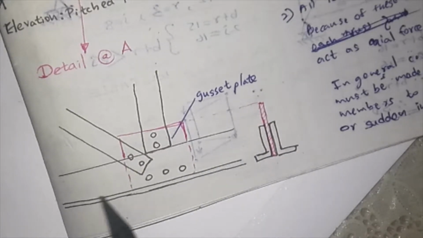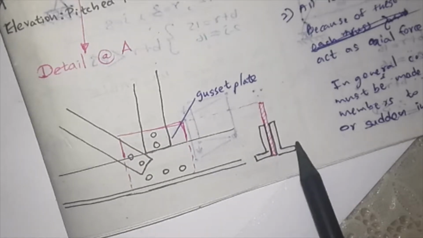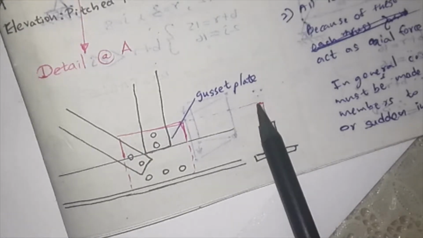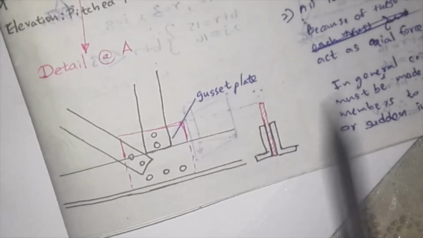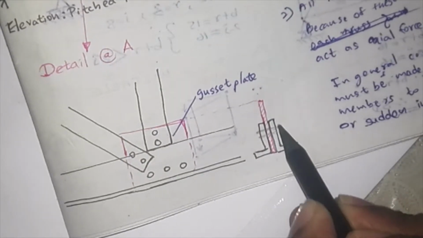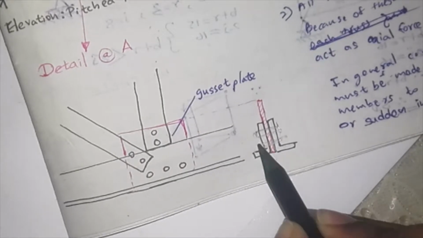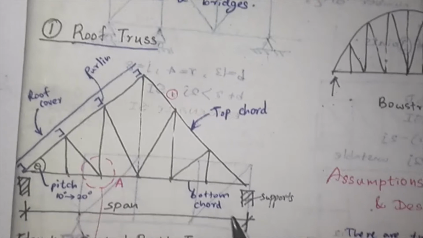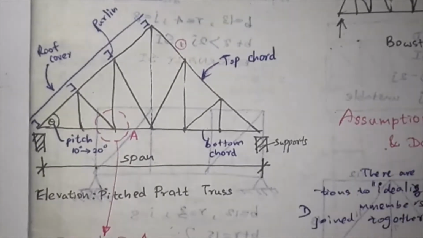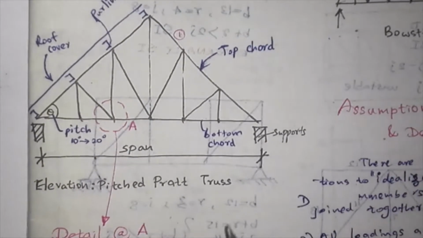Now this is a section of this one. Actually these are not I sections, these are L angles. You have one L angle here, and another L angle. In between you place the gusset plate, and by bolts you can join these two, or one bolt, or like that. So that is the gusset plate. So here you have a roof truss. We'll discuss this, right?